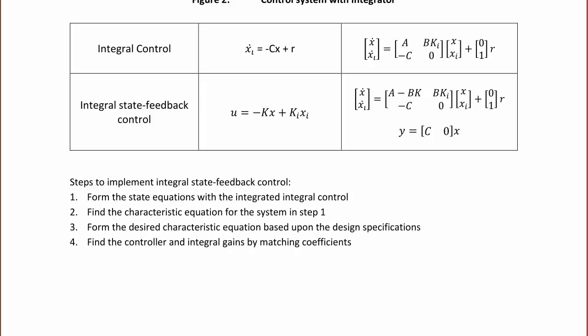The steps to implement integral state feedback control are to form the state equations with the integral control, find the characteristic equation for the system in step 1, form the desired characteristic equation based upon the design specifications, and finally, find the controller and integral gains by matching coefficients.